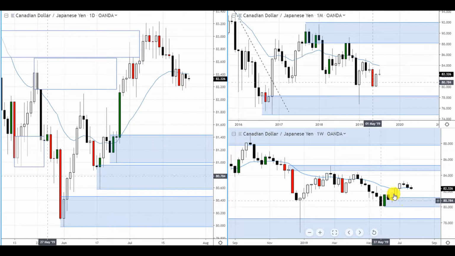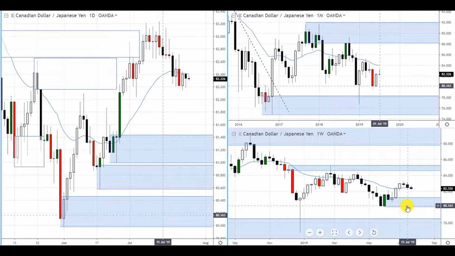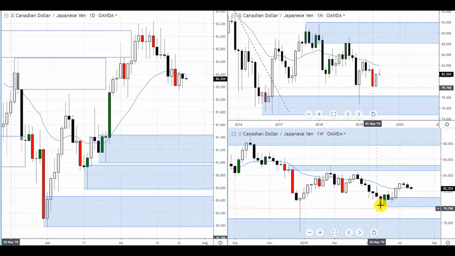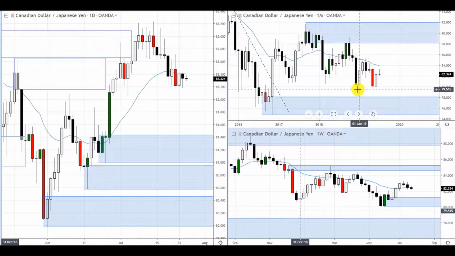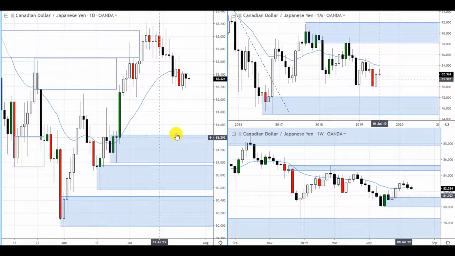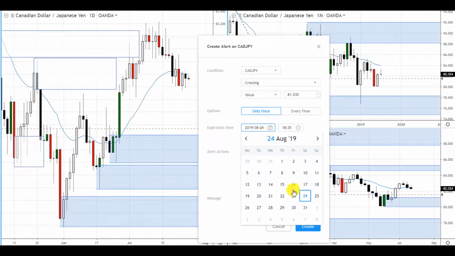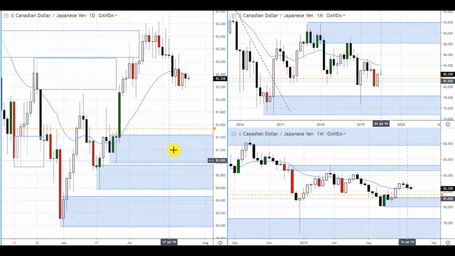If not, if this zone breaks too, then we could see it breaking this zone all the way down here to the monthly demand zone. So that's what we're looking at. As a matter of fact, I'm going to set some alerts right now just so that I don't forget about it. Set some alerts two months out from now, and we'll see what happens.